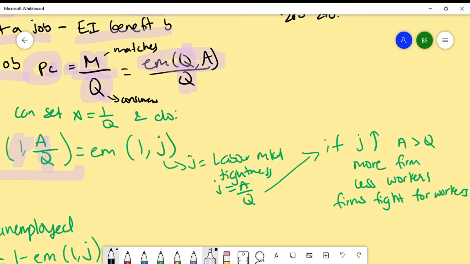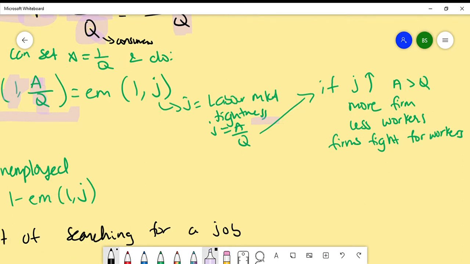Let's say J increases. If J increases, then the market is getting tighter, which means that A is greater than Q. There are more firms and fewer workers, which means that firms are fighting for the workers. When you say the market is tight, we have to imagine ourselves as a big corporate person sitting in a little seat, trying to find workers to work for us, and thinking, damn, the market is so tight. How am I supposed to find all these workers? There are so few workers.